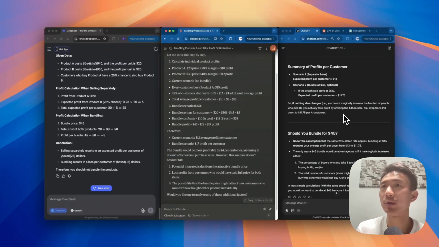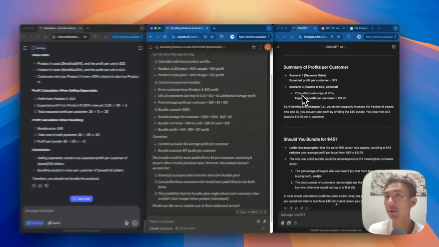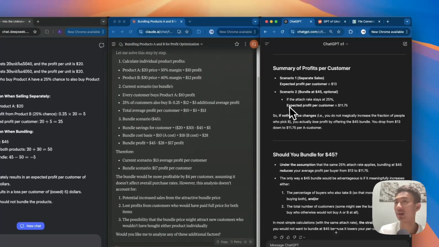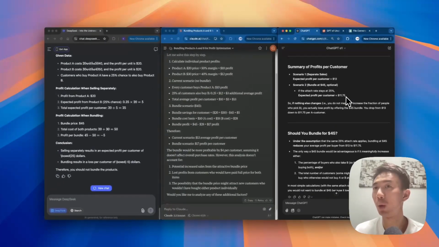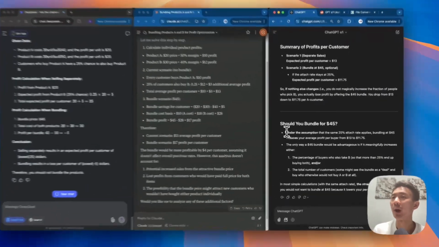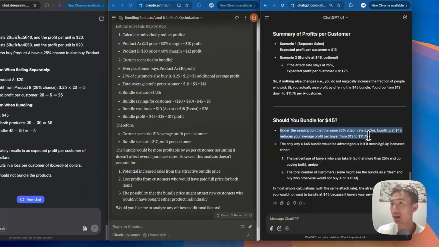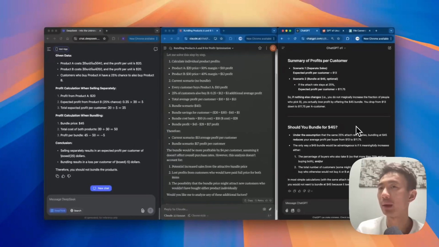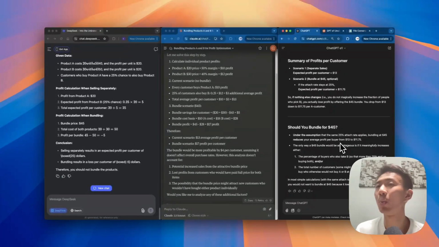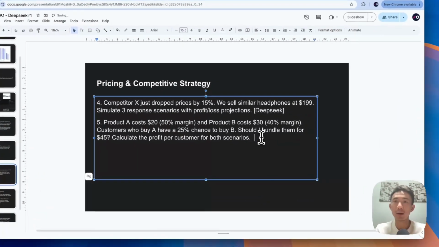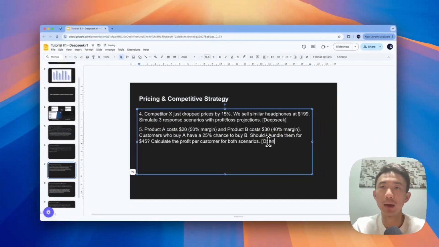So it puts different scenarios, like for scenario 2, if the attach rate stays at 25%, expected profit per customer will be lower. So under the assumption that the same 25% attach rate applies, we shouldn't use bundling. So it provides different scenarios and when it will be advantageous to adopt this bundle. So I would say the answer would be more comprehensive here. So for the fifth demo, I would give the credit to OpenAI.